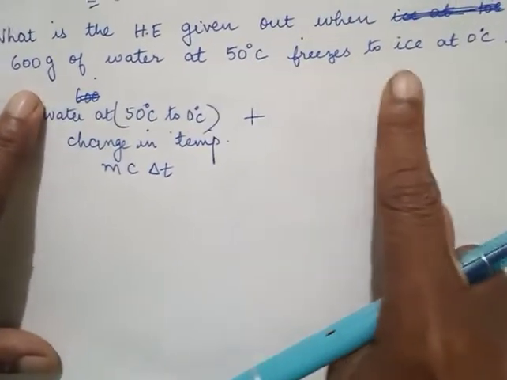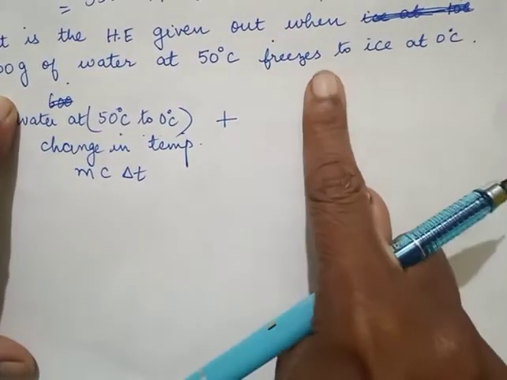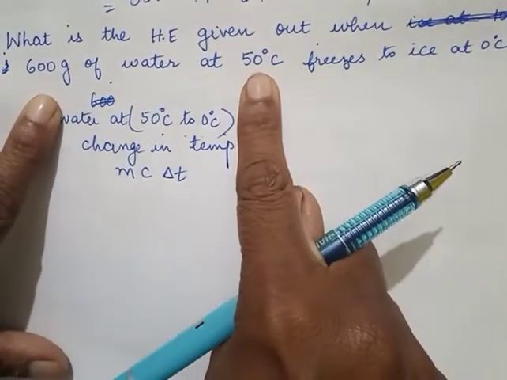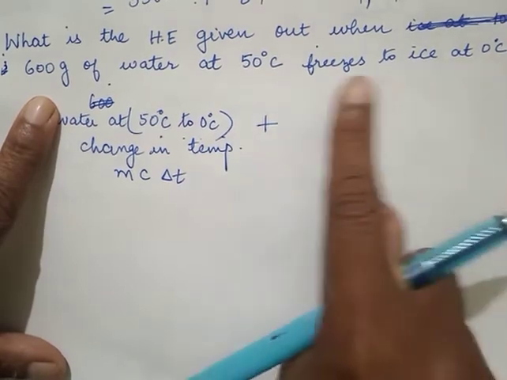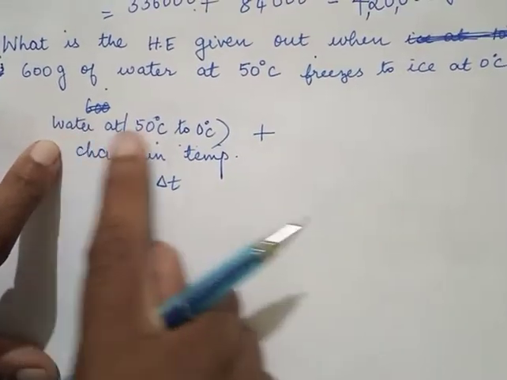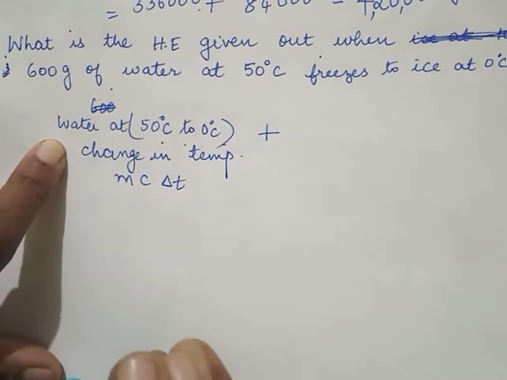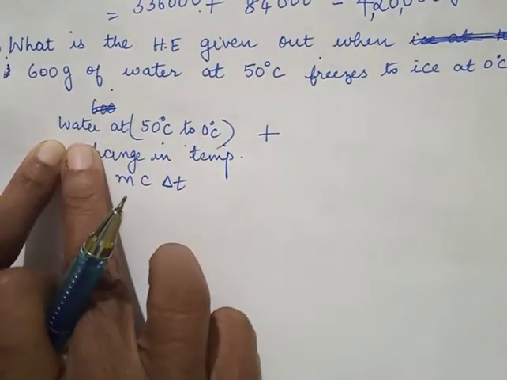So your final destination, or finally it has to become ice at 0. But directly water at 50 cannot freeze to ice. So first water at 50 has to come to water at 0. This is what will happen when you keep it in a refrigerator. You keep water at 50 degrees Celsius. First it will come to 0 degree. Till that it will remain water.